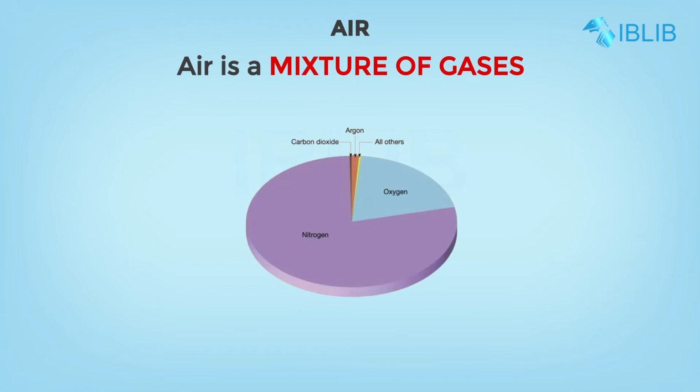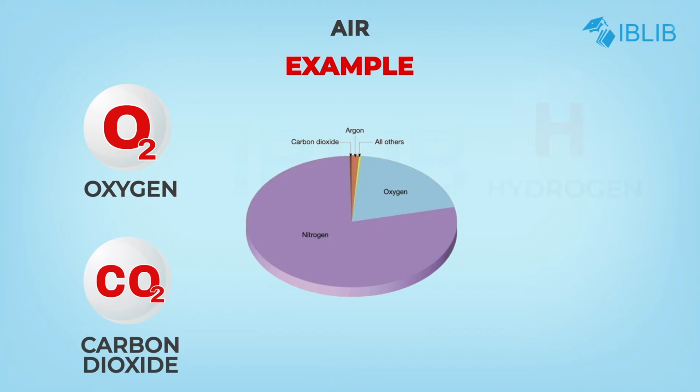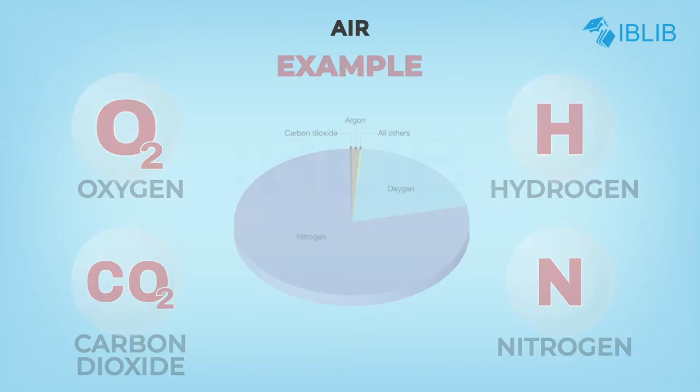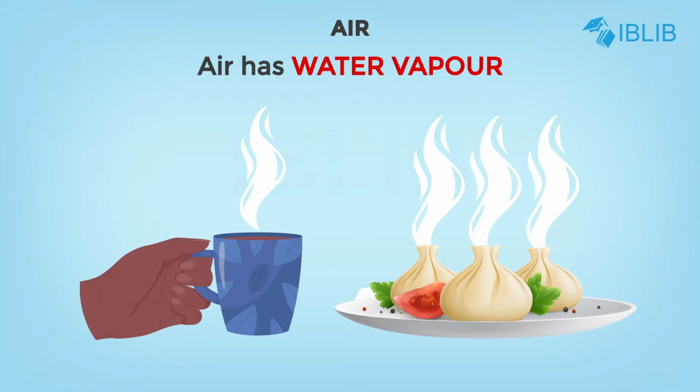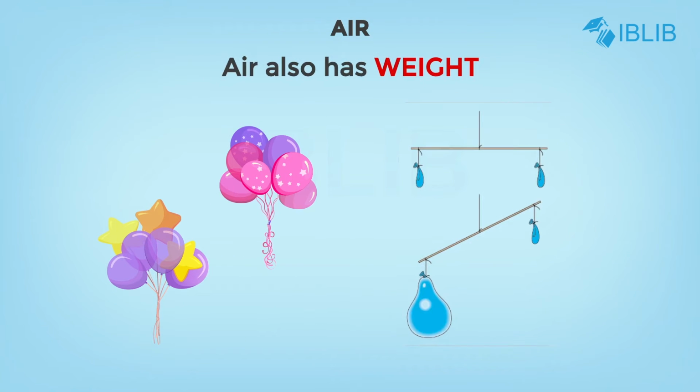Air is a mixture of gases like oxygen, carbon dioxide, hydrogen, nitrogen, etc. are the gases present in air. Air has water vapors. Air occupies space. Air also has a weight.